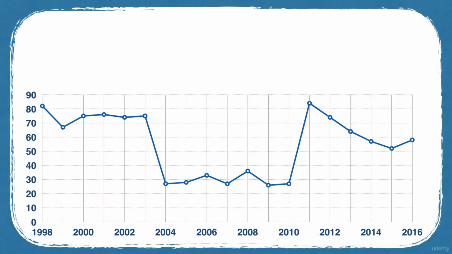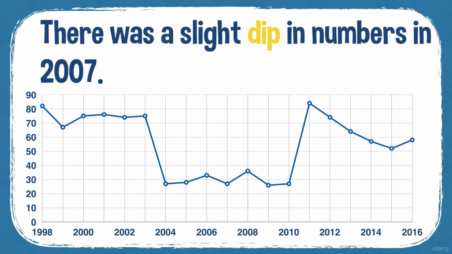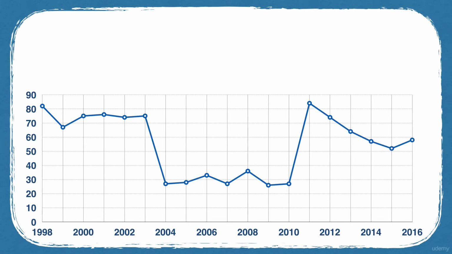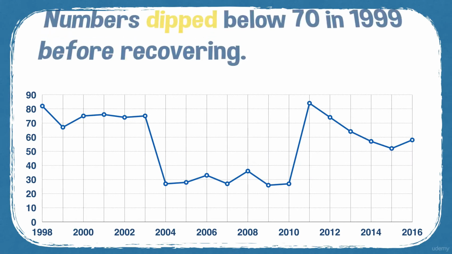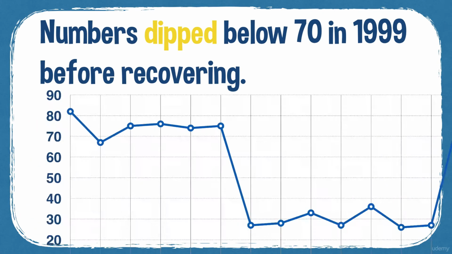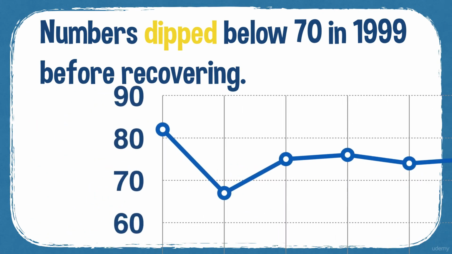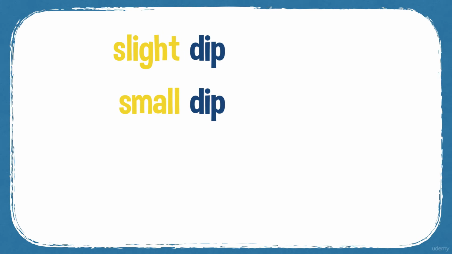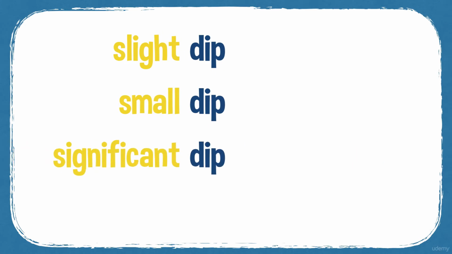So when you dip cake in chocolate sauce, you go down and then up again. Now, can you see any dips here on the graph? There is one. There was a slight dip in numbers in 2007. Not very big, just a slight dip. And you could say also numbers dipped below 70 in 1999 before recovering. Went back up again. So you talk about a slight dip, small dip, but you can have big ones, significant dips. And you can dip below. That's using dip as a verb, so numbers dipped below.